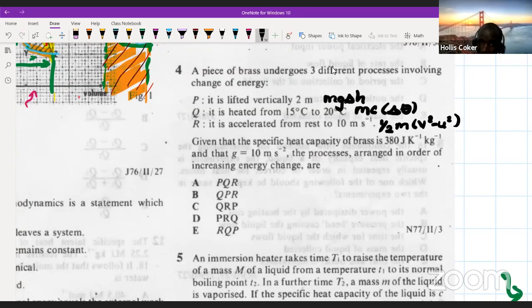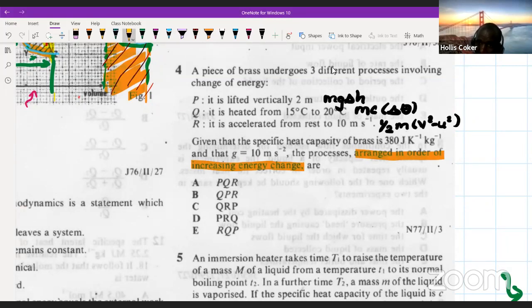Well, I know which one of these processes has the smallest energy change; I don't have to write the energy changes in ascending order, because they asked me to do what? To arrange in order of increasing energy change. Well, that's simple. Well, mg delta h, right? When you look at all these equations, you'll see a theta in all of them.